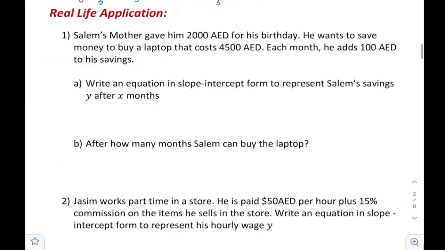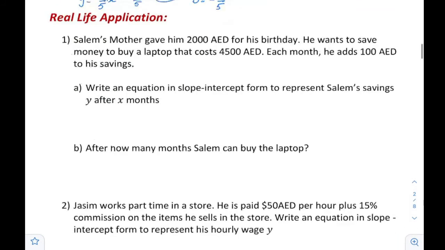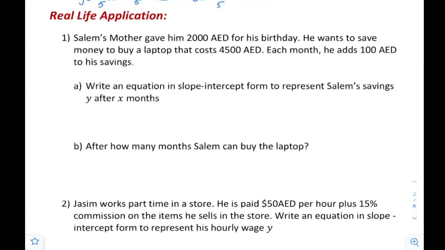Let's apply one real-life example. Salim's mother gave him 2,000 dirhams for his birthday. He wants to save money to buy a laptop that costs 4,500 dirhams. Each month he adds 100 dirhams to his savings. Part A, write an equation in slope-intercept form to represent Salim's savings y after x months.